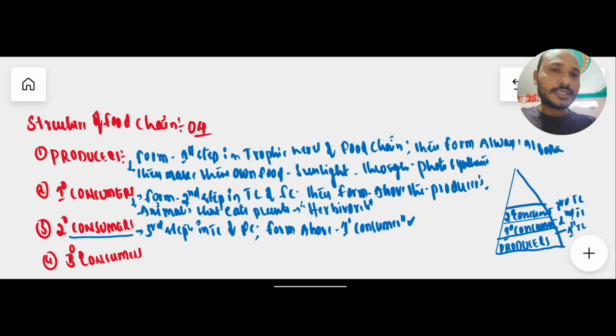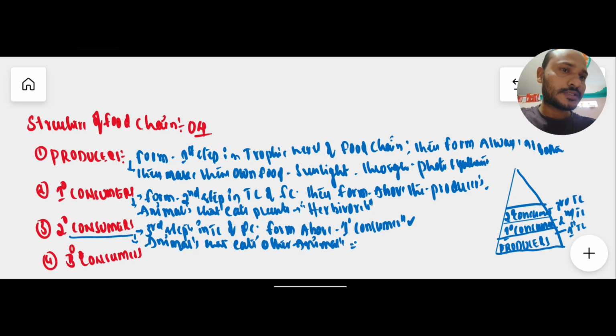Important here, the secondary consumers are animals that eat other animals. If animals eat other animals, such animals are called carnivores. So the secondary consumers include carnivores.